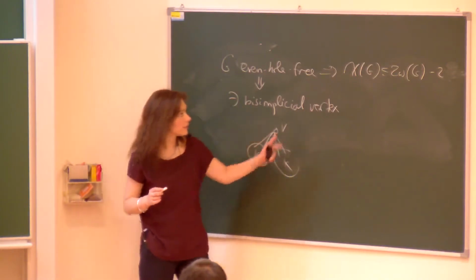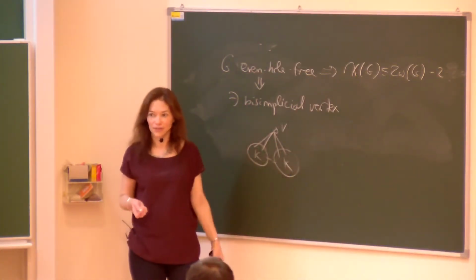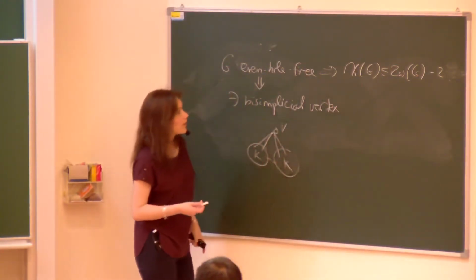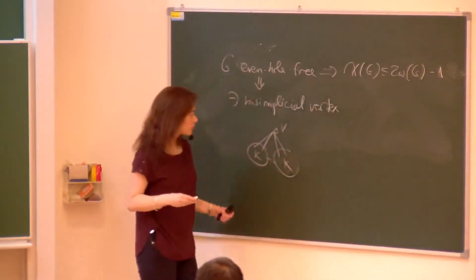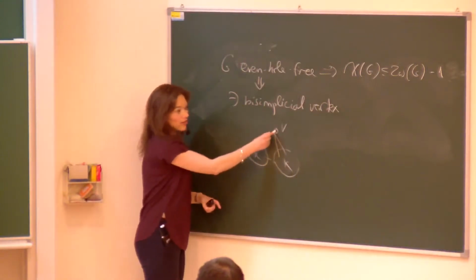So now why does this imply that? Because let's prove it by induction. Let's delete a bisimplicial vertex. Now you can color with this many colors, but I'm sorry, I wrote 2, I should have written 1. Apologies. Color with this many colors, but now how many colors does he see?